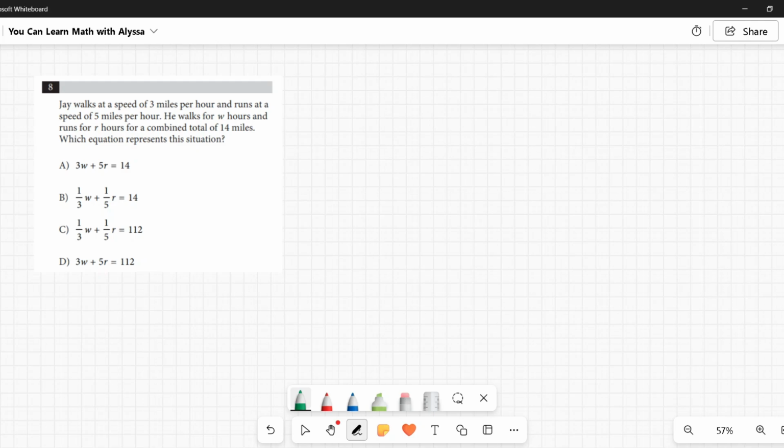Number 8. J walks at a speed of 3 miles per hour and runs at a speed of 5 miles per hour. He walks for W hours and runs for R hours for a combined total of 14 miles. Which equation represents this situation? So the equation, the formula they're referencing here, it's a variation of distance equals rate times time.